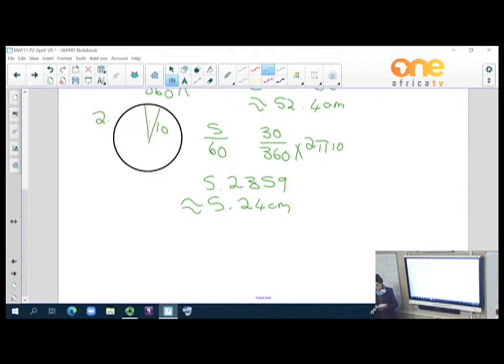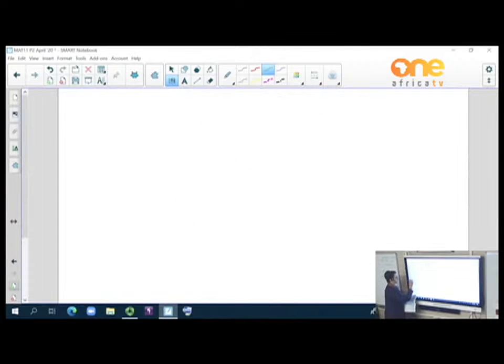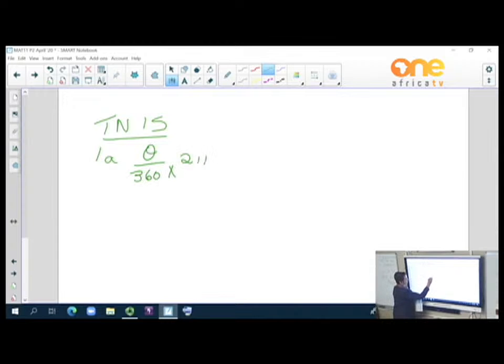Copy and complete the following table for the arcs of the circle. Again, I'm going to show you the first one. Try Now 15. We have the sector angle and the arc length, but we don't have the radius. Can you see? So it will still be the formula of theta over 360 of 2 pi r. We're still going to use that one.